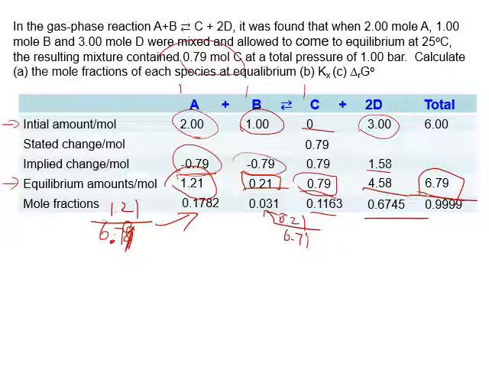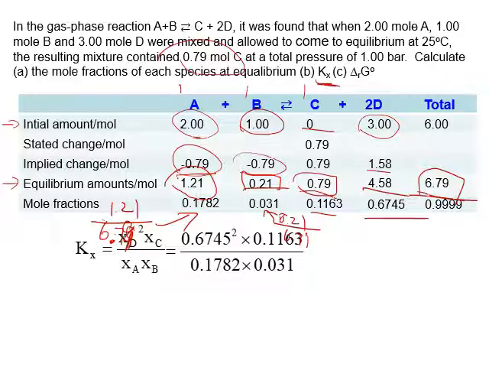With these mole fractions, you can calculate Kx as the product divided by the reactants. The product D you should square because the coefficient is 2. So Kx is xD squared times xC, divided by xA times xB. That gives you 9.6. So this is Kx.